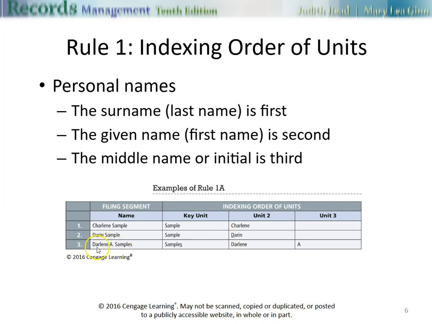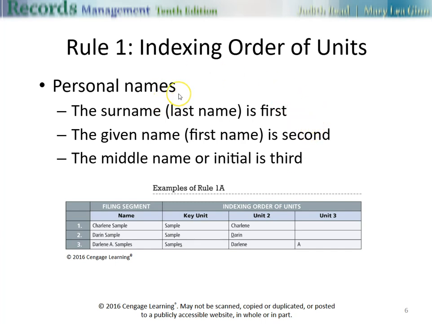And then finally, we have Darlene A. Samples. So Samples is her key unit. Unit 2 is her first name, and Unit 3 is A. And because her last name is Samples, it's filed after any Sample last names. This also brings us to the nothing before something rule. Notice that there's a nothing after Sample, so those are filed before the last name which has something else at the end.